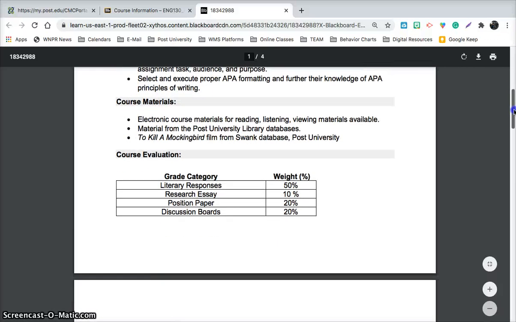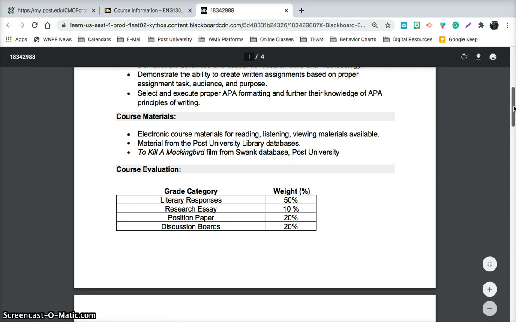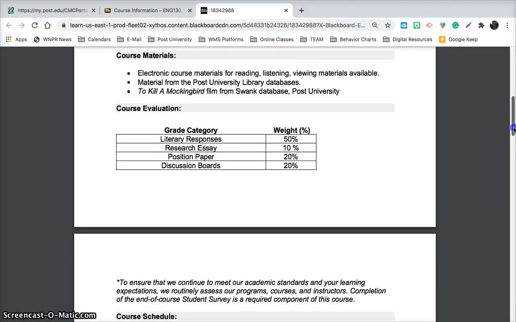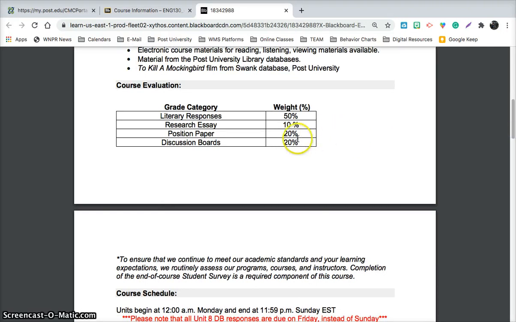So for course materials, what you'll need for this class is electronic course materials for reading, listening, and viewing. They're all available. For every unit, there will be links posted to reading materials online. When we do get into the research part of the course, you will need to have access to the Post University library databases, and also you will need access to the To Kill a Mockingbird film, and that is available through the Swank database at Post University. For course evaluation, we have 4 elements that you will be assessed on.